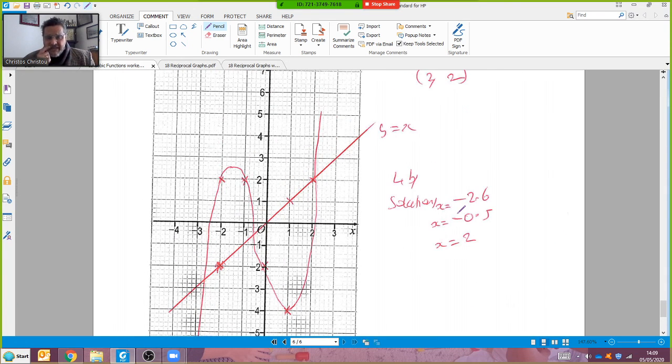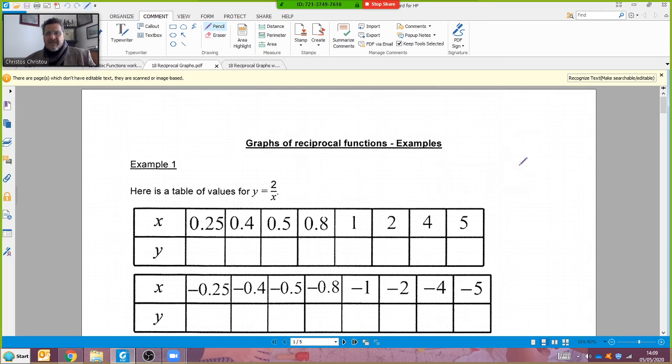So let me just ditch that, and you will notice that with this lesson I've introduced the next set of graphs, the next style of graph. It's called a reciprocal graph. These are the 1 over x types. Now I'm going to scribble on mine. I've got loads of copies anyway online.